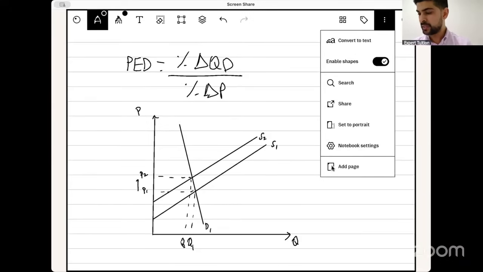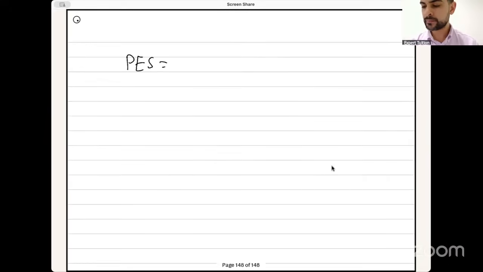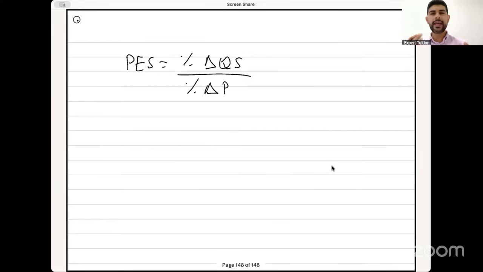That's the first analysis. Second analysis. The second way that I would deal with this is now not PED, I do it through PES. So again, let's understand what PES is. PES is the percentage change in quantity supplied over the percentage change in the price. Okay, again, in order for supply to be reacting to the price change, the price needed to have changed. So now we're dealing with demand shifting first and then supply reacting to the change in the price.